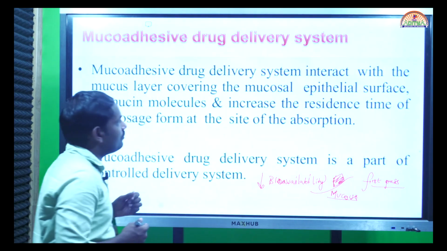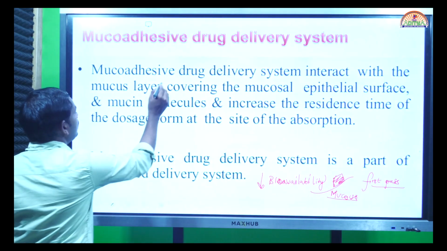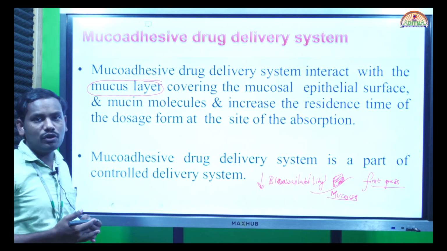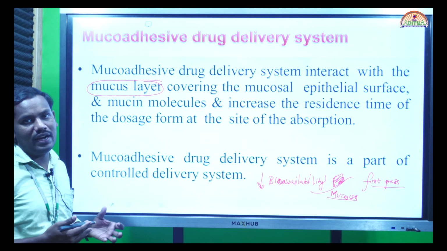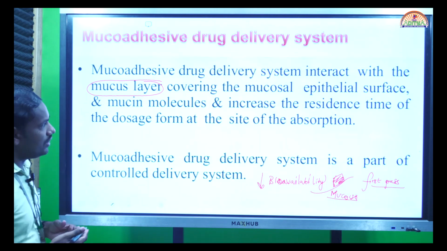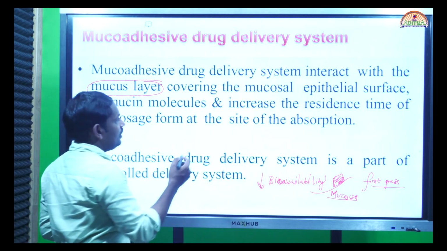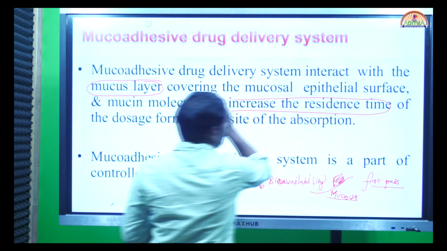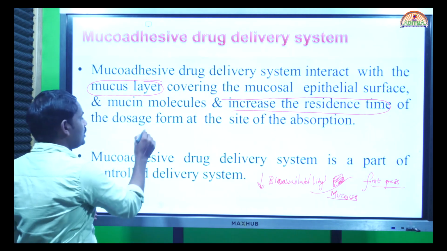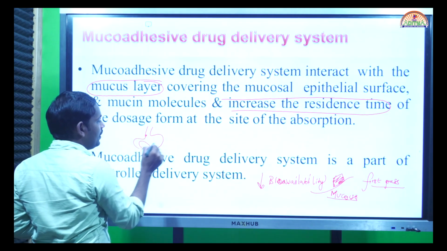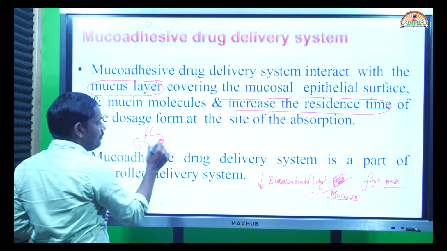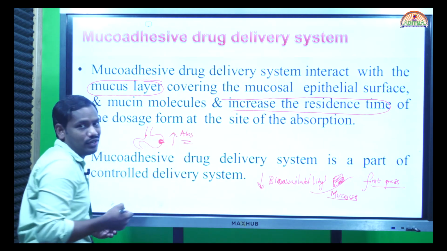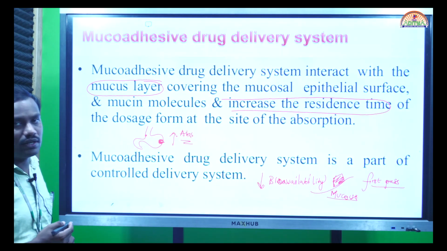So let us see the definition. These dosage forms will interact with the mucous layer. It may be an electrostatic interaction, an adsorption, or van der Waals binding. Through some such interaction, it releases more of the drug. There is increased residence time. Due to the increased residence time, the drug stays for a longer period at a given site, by which its absorption will be increased. That's the main point of devising this muco-adhesive drug delivery system.